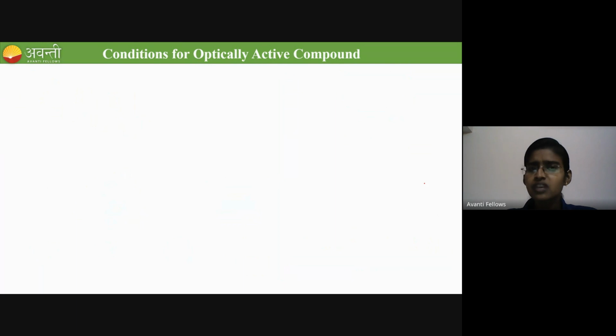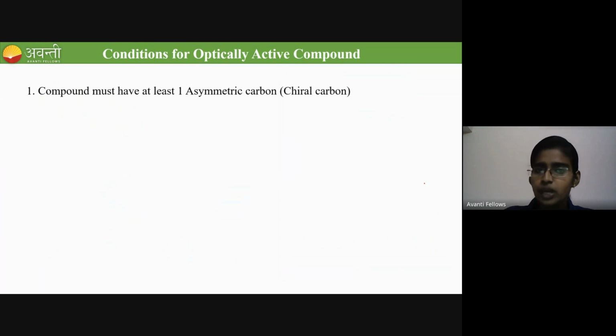For a compound to be optically active, condition number one is that the compound must have at least one asymmetric carbon. What is an asymmetric carbon? It is a chiral carbon. In our exams, we are not going to do experiments to see whether we can observe two different rotations. So what we have to do is follow some rules. Just by seeing the question on the paper, we find out whether the compound is optically active or not. So condition number one is it should possess at least one chiral carbon.